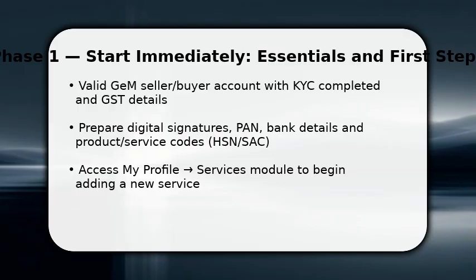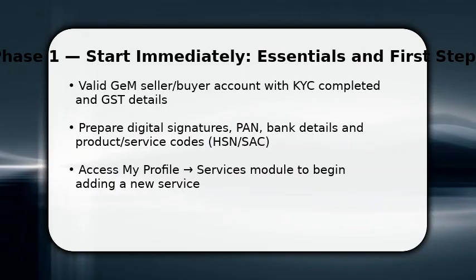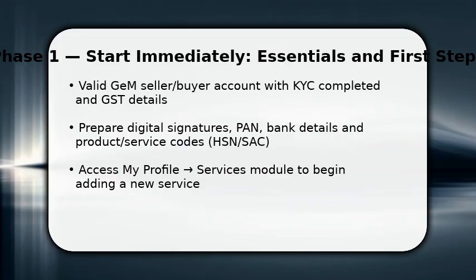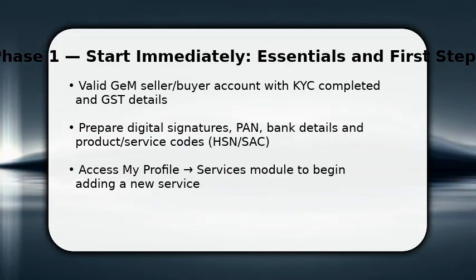Enter a short service title, the category, and basic delivery terms. Make sure to attach PAN and bank proofs where prompted. Once done, save as draft to validate fields. The portal flags missing data. You are starting the actual entry now, so focus on accuracy to avoid rework later.